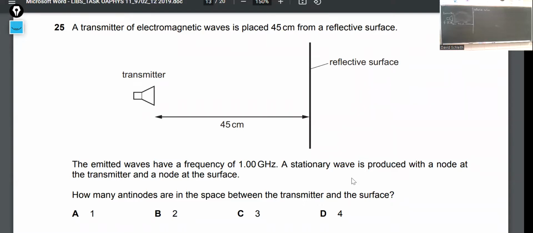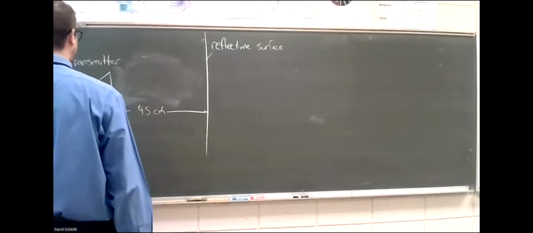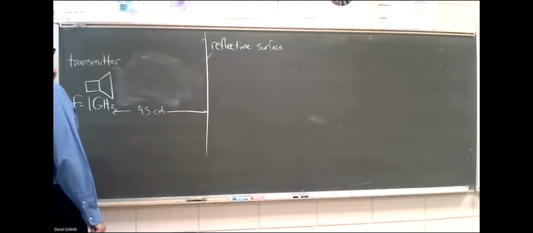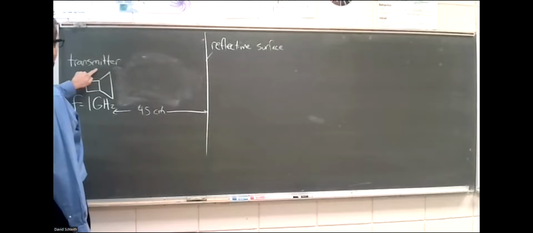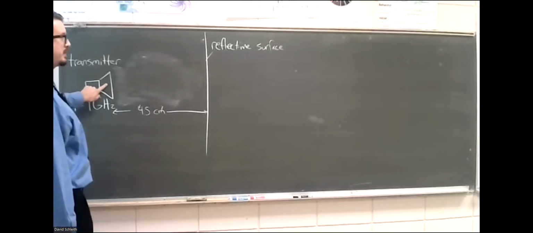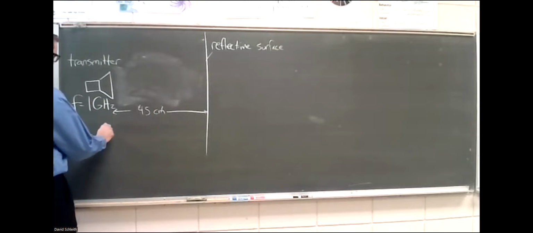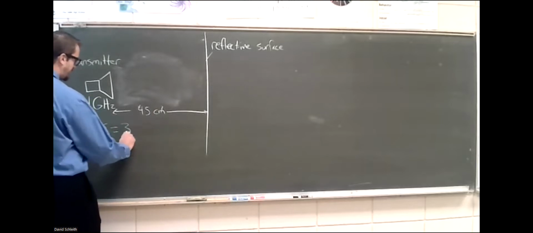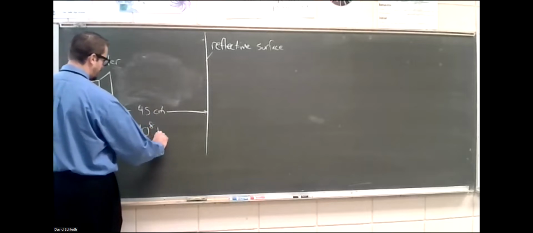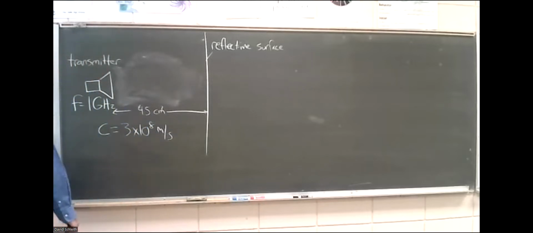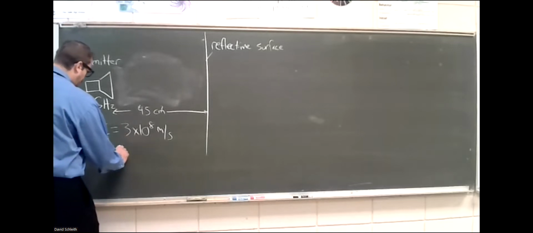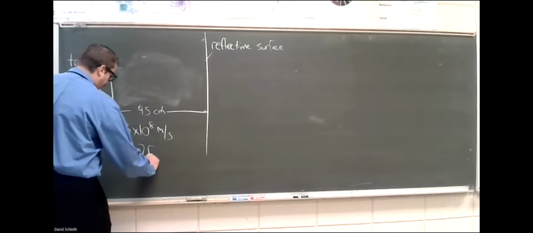Let's jump over to the chalkboard. This transmitter looks a lot like a speaker, but it says that it's an electromagnetic wave, so it's creating pulses of light. And light always goes at one speed, the speed of light, c. And so that speed is 300 million meters per second, or 3 by 10 to the 8 meters per second. Given the frequency and knowing the speed, we could calculate the wavelength, and that's certainly something that we're going to want to do here. So the speed of light is equal to wavelength times frequency.